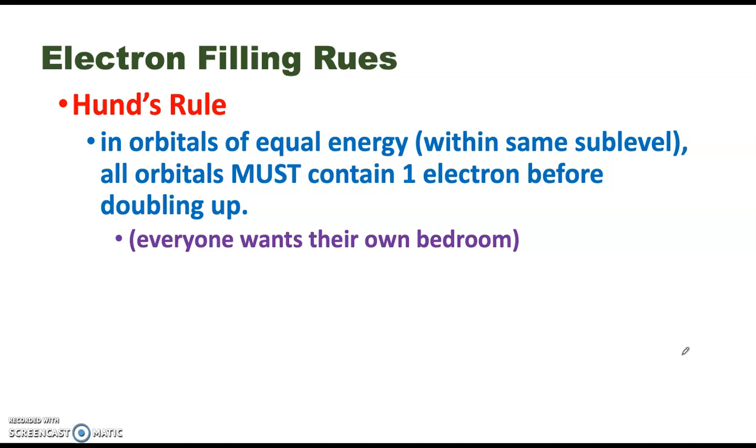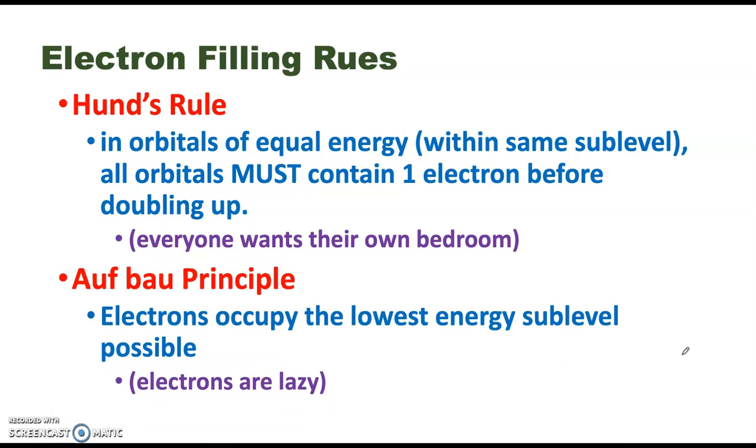Now there are rules that electrons have to follow. The first one that we'll go over is Hund's rule. That says that in orbitals of equal energy within the same sublevel, all orbitals must contain 1 electron before doubling up. So everyone wants their own bedroom.